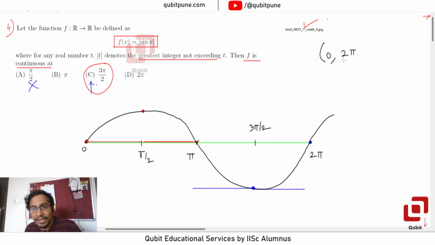How many discontinuities can it have? Don't worry about the endpoints now. How many discontinuities are there? 2. Pi by 2 and pi. Yes, 2 discontinuities per open interval. Okay.